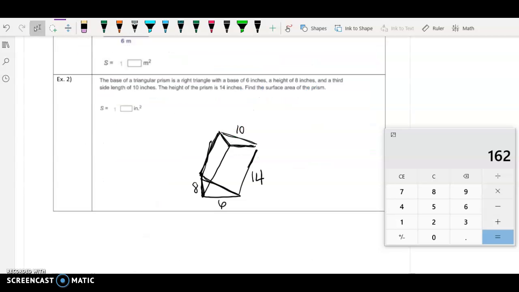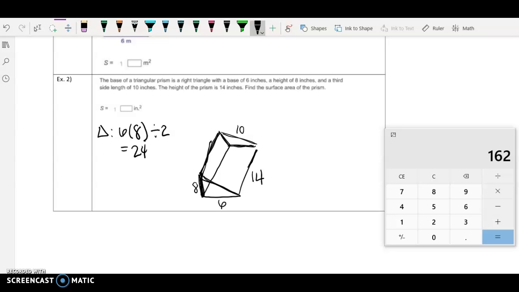Number 2. It says at the base of a right triangular prism. Now the top and bottom are both triangles instead of rectangles, so we are going to find the area of the triangle. A triangle is the base, which they said was 6, times the height of our triangle, which is 8. Then we divide by 2 because a triangle is half of a rectangle. So 48 divided by 2 equals 24.